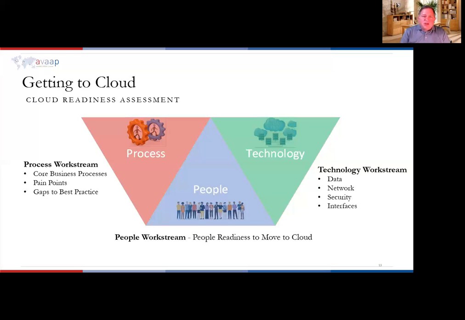So what you're seeing here is the first thing we usually suggest if someone's very early in the process: do a cloud readiness assessment. Look at the people, process, and technologies and really try to figure out, are we ready? And I'll just take a few examples here. Take the technology. Let's talk data.